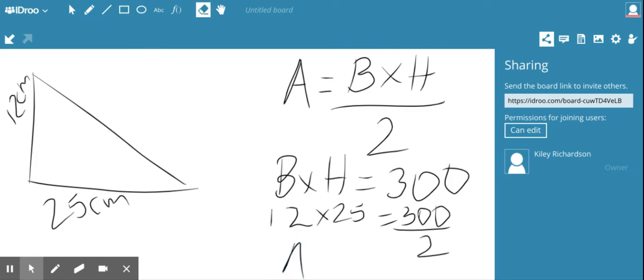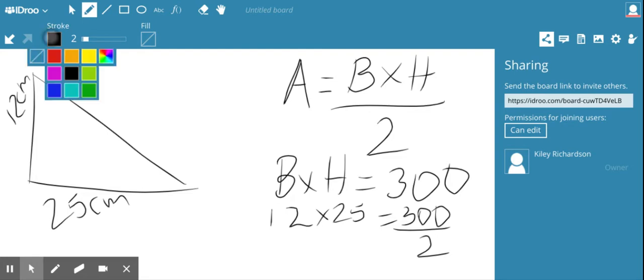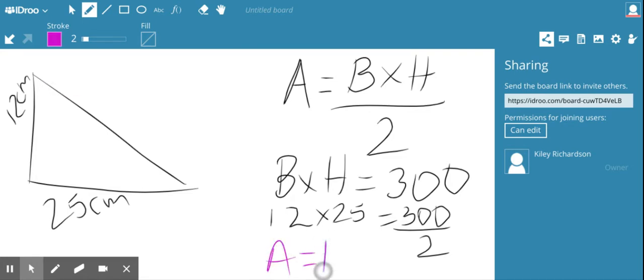I'll put in a different color. Our area equals 150 centimeters squared.